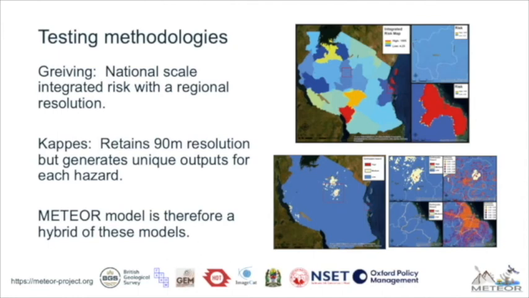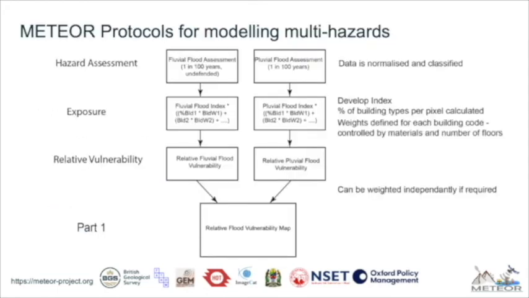We therefore developed a model in the Meteor project that is a hybrid of the two presented here. The initial step in this new Meteor model is very similar to the CAPS method, as it produces a relative hazard vulnerability map. For the purposes of this example, the steps necessary to produce a relative flood vulnerability map are shown here. This process, however, is broadly the same for each hazard.